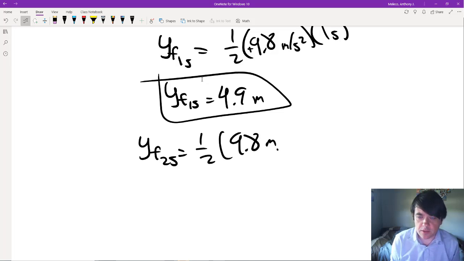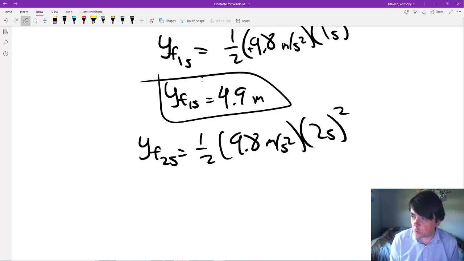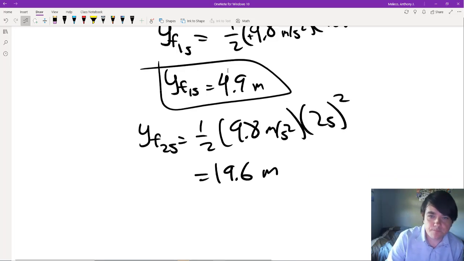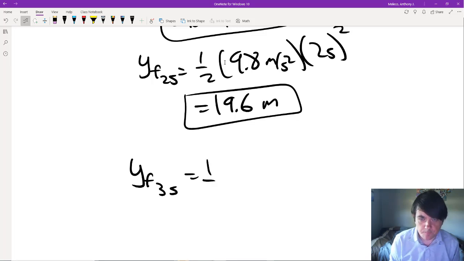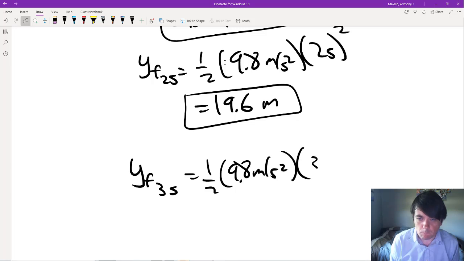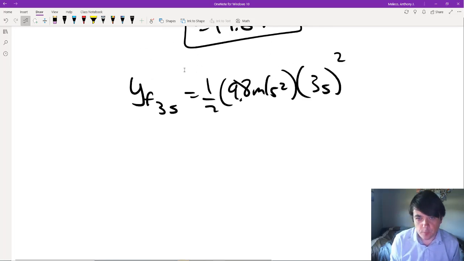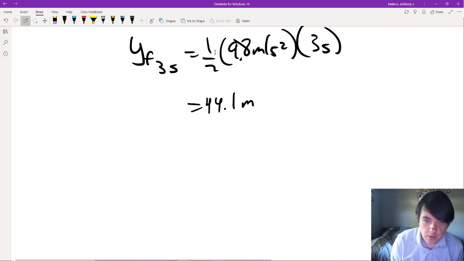The next one is 2 seconds. We just do the same thing now. We plug in time is 2 seconds here. Square it. So we'll have 4.9 times 4. This actually equals 19.6 meters. And then y final at 3 seconds. So now we're going to get 9 over here. We'll multiply that out. We get 44.1 meters.